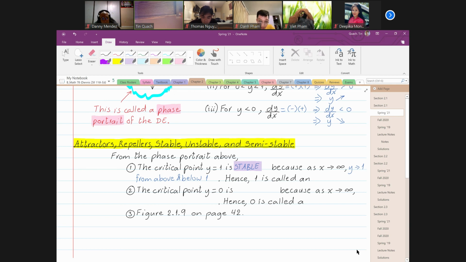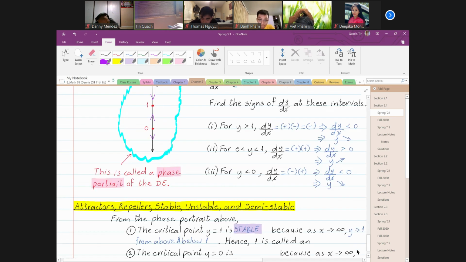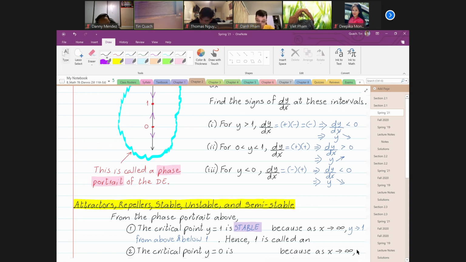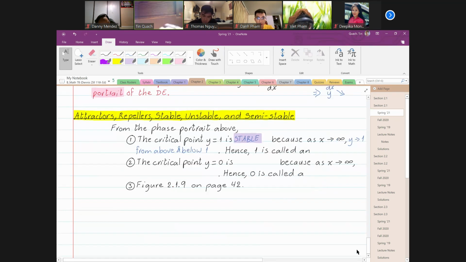Now, the critical point y equals 0. We say it is unstable because the y values are traveling away from that point instead of toward that point. You see the difference between the two? y is getting closer to 1 from both sides, but for 0, y is getting away from 0 from both sides. So we say it is unstable.